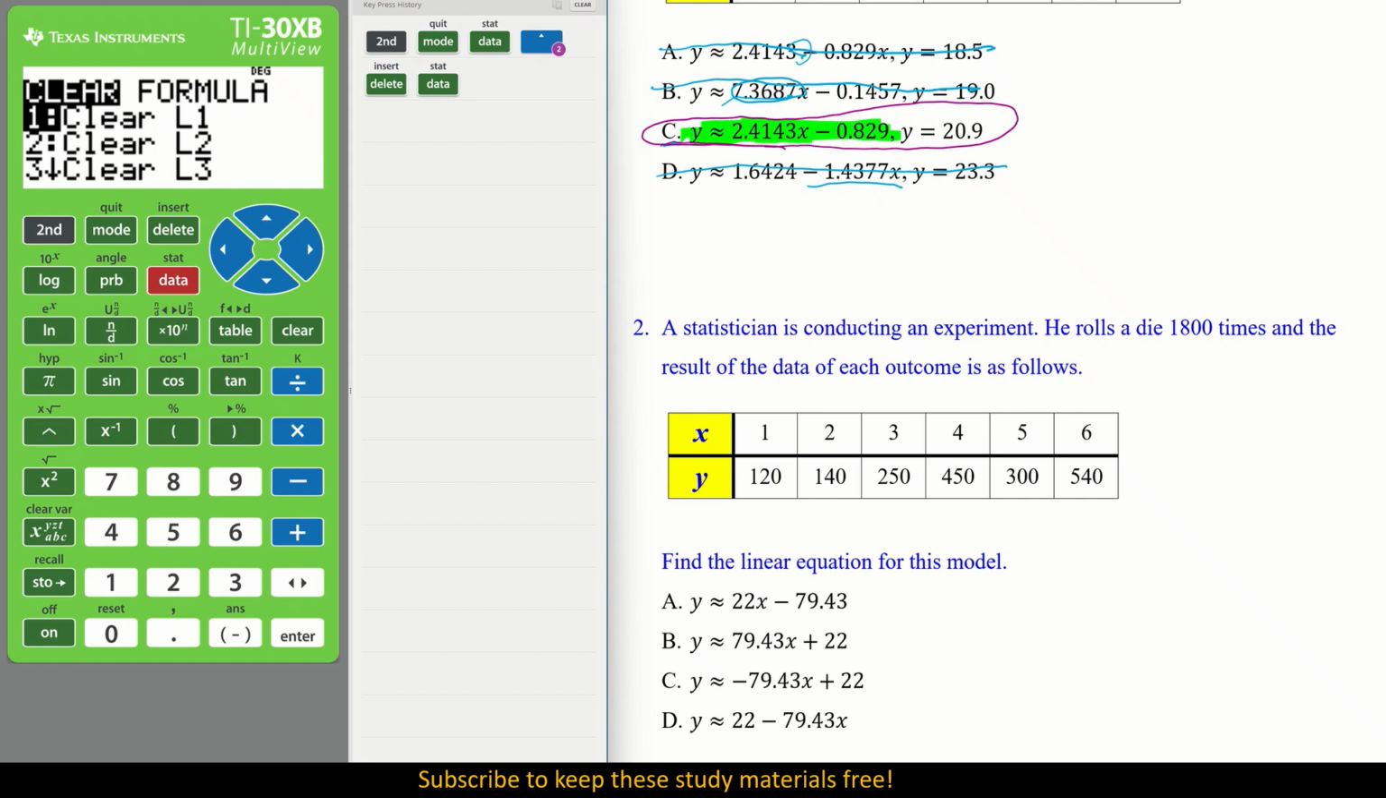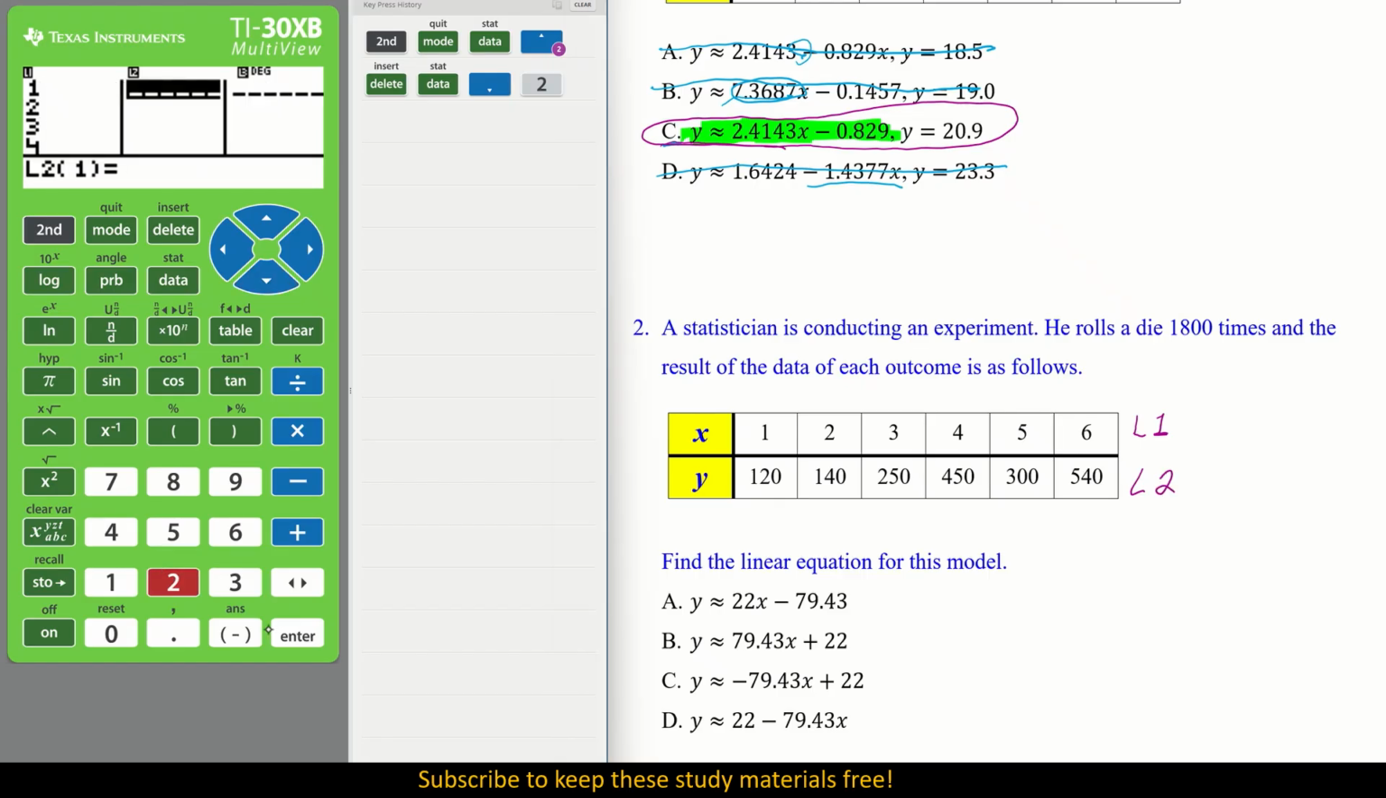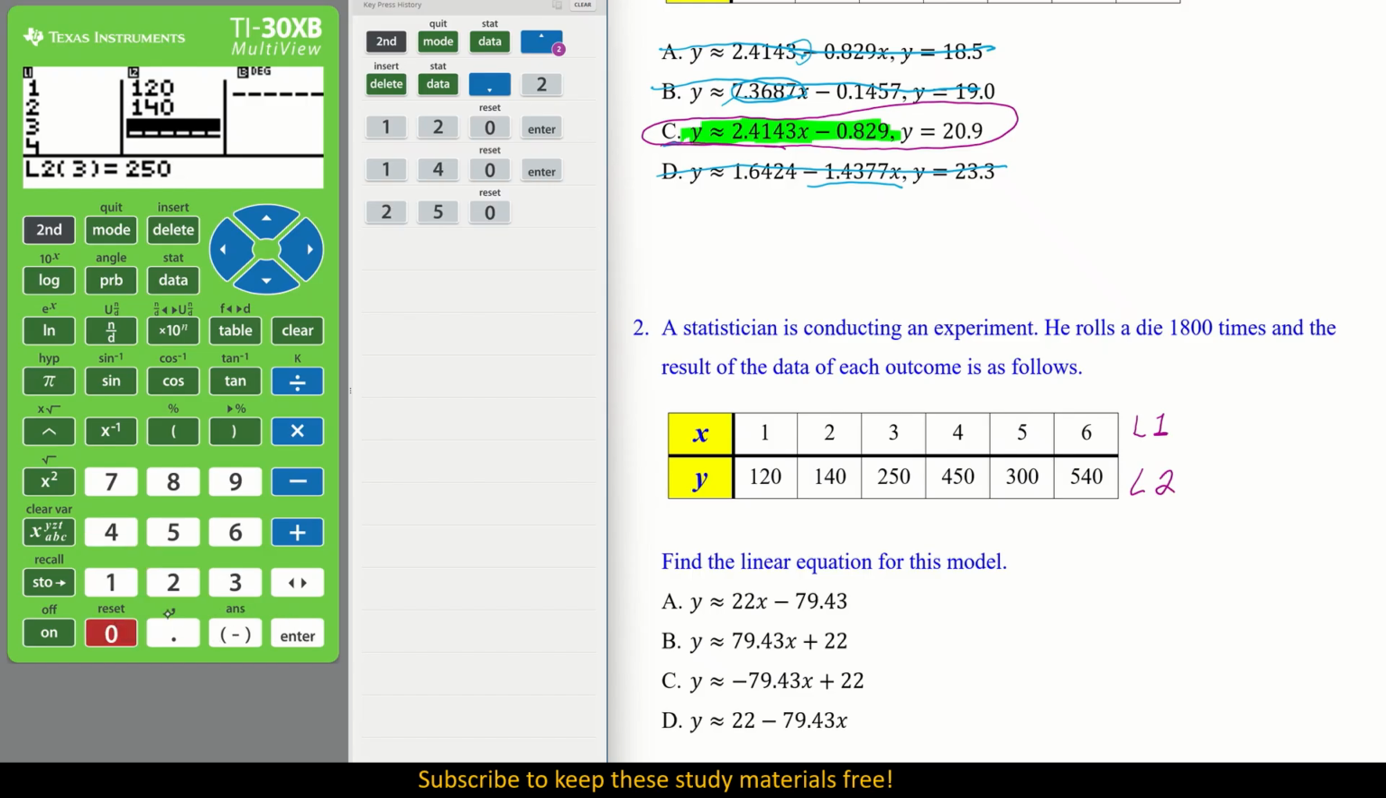Now we're going to push data. We want to clear out just L2 because we want to do the same thing we had before. We have L1 here, but we only have 1 to 6. Then L2 needs to be cleared and re-entered. So I'm going to push number 2 to clear that, and it pops me right to it. I can start entering 120, 140, 250, and then 4450. And then with number 5, we have 300.